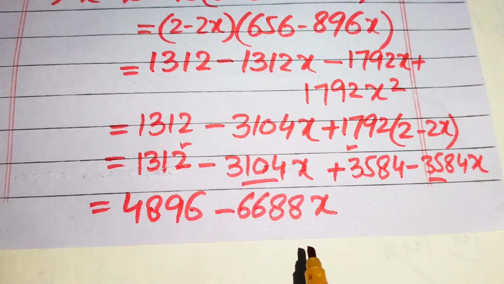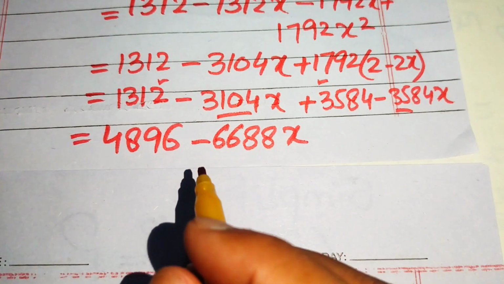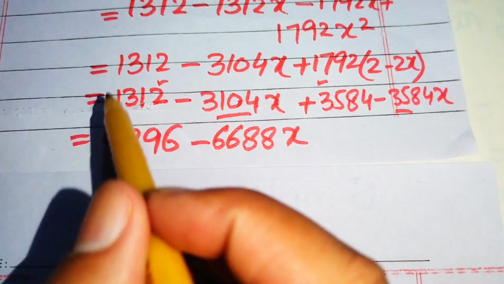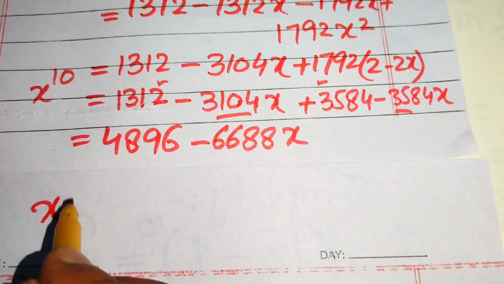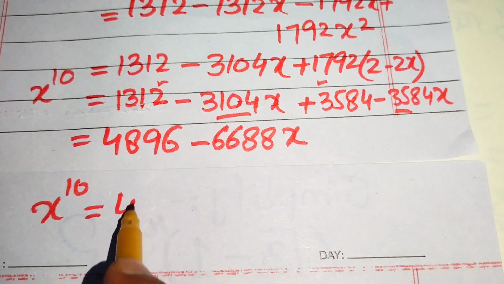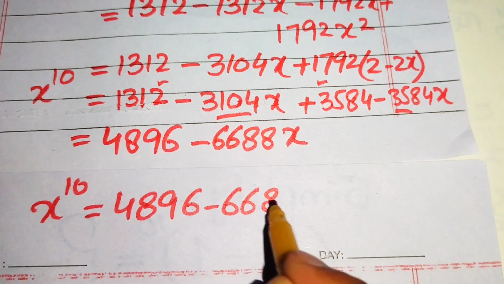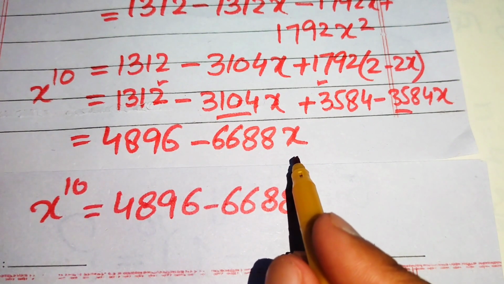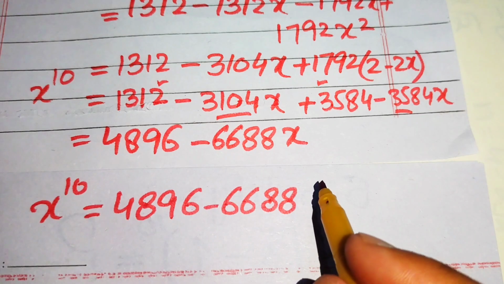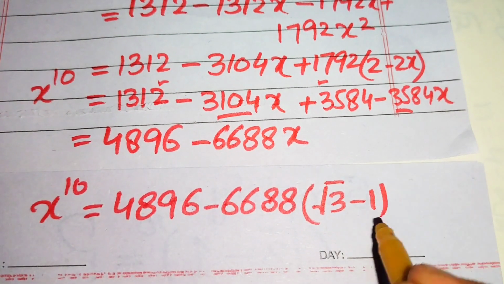At the start of the problem, we took x equals square root of 3 minus 1. So on the left hand side we have x squared multiplied by x to the power of 8, which equals x to the power of 10. So we have x to the power of 10 equals 4896 minus 6688x. Here we back substitute the value of x. So our x is equal to square root of 3 minus 1.